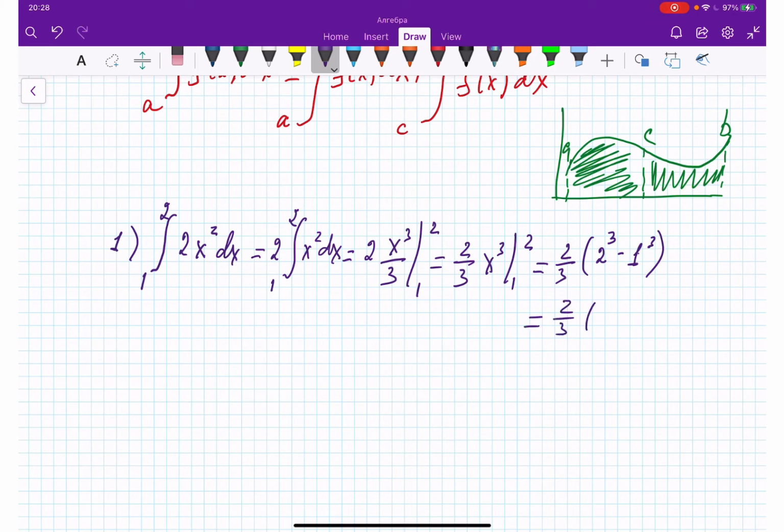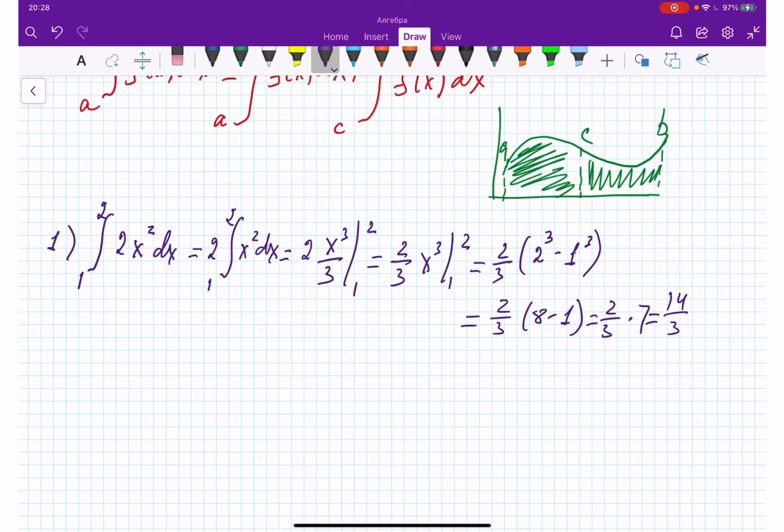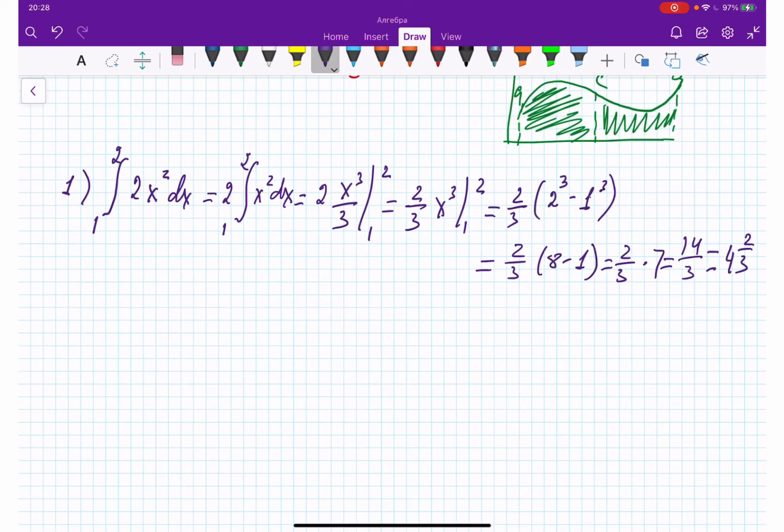2/3 times 8 minus 1, and we are getting 2/3 times 7, which is equal to 14 over 3, which is equal to 4 and 2/3. Okay, next question.